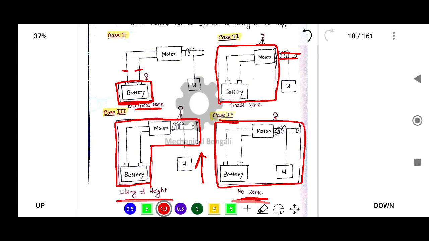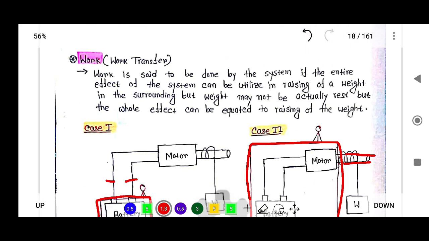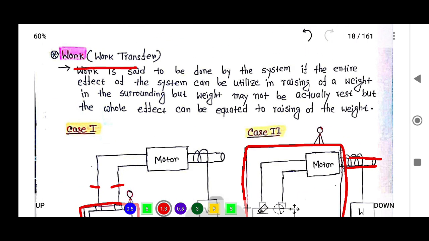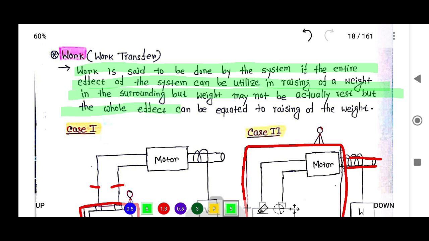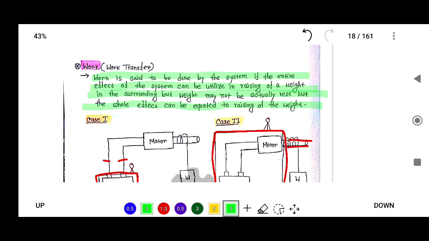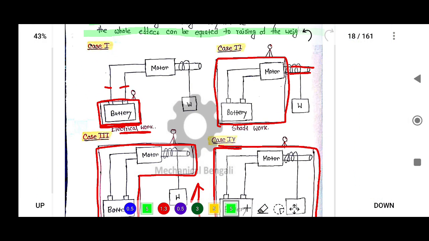So what is work? Work is said to be done by the system if the entire effect of the system can be utilized to raise a weight in the surroundings. The weight may not be actually raised, but the whole effect can be equated to raising of the weight. This is the definition of work, or work transfer.